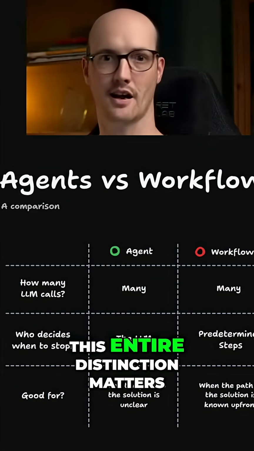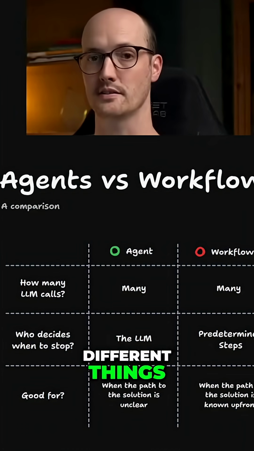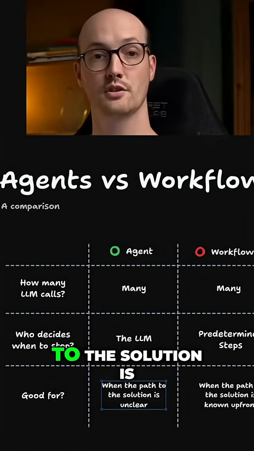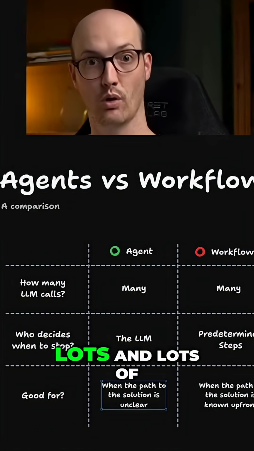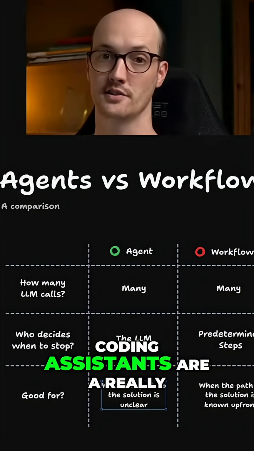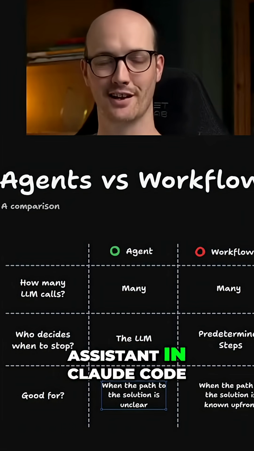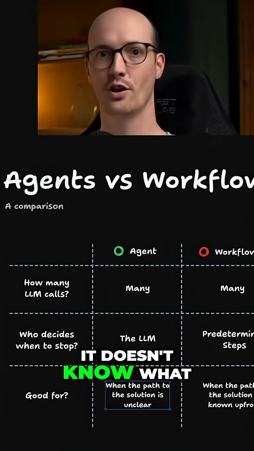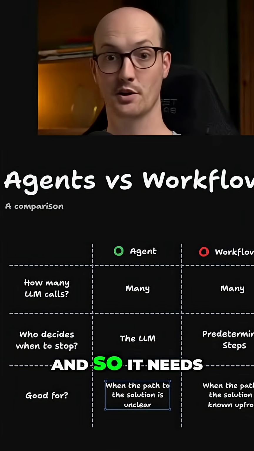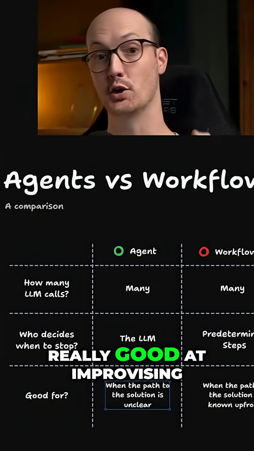Now, the reason that this entire distinction matters is that agents and workflows are good for different things. An agent is really good when the path to the solution is unclear, or when you need to be able to generalize it to lots and lots of different tasks. Coding assistants are a really good example of this, because the coding assistant in Claude Code or Cursor doesn't know what kind of code base it's going to go into, it doesn't know what kind of bug you're going to throw at it, and so it needs to be able to adapt on the fly. In other words, agents are really good at improvising.